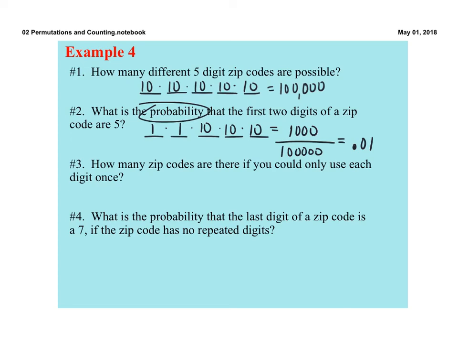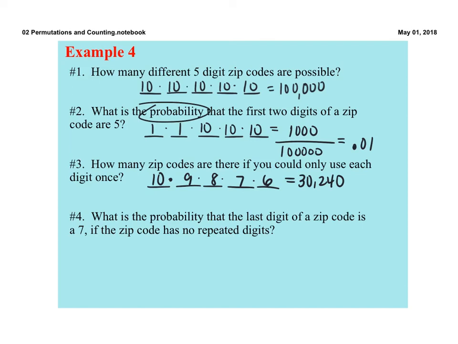So how many zip codes are there if you could only use each digit once? So if I use each digit once, I have 10 digits here, 9 digits, 8 digits, 7 digits, and 6 digits. So I get 30,240.